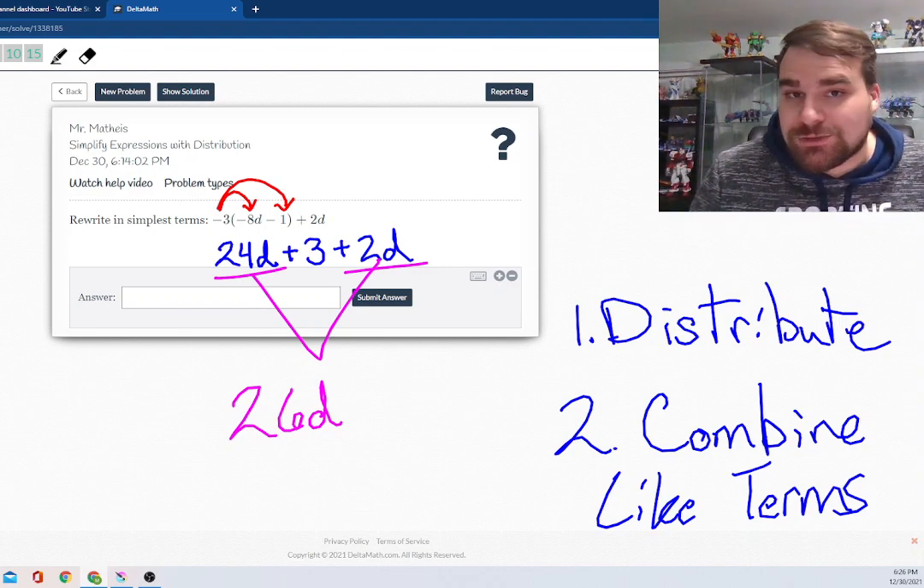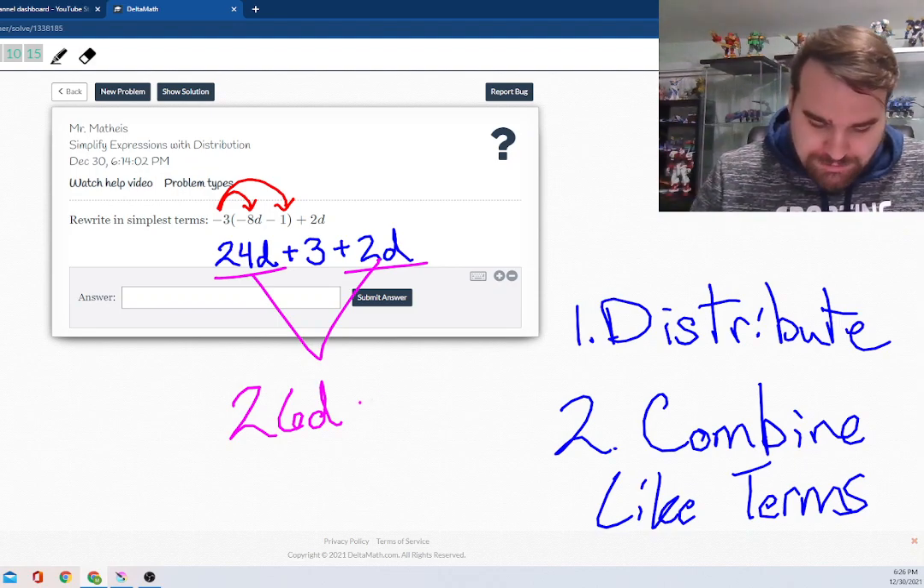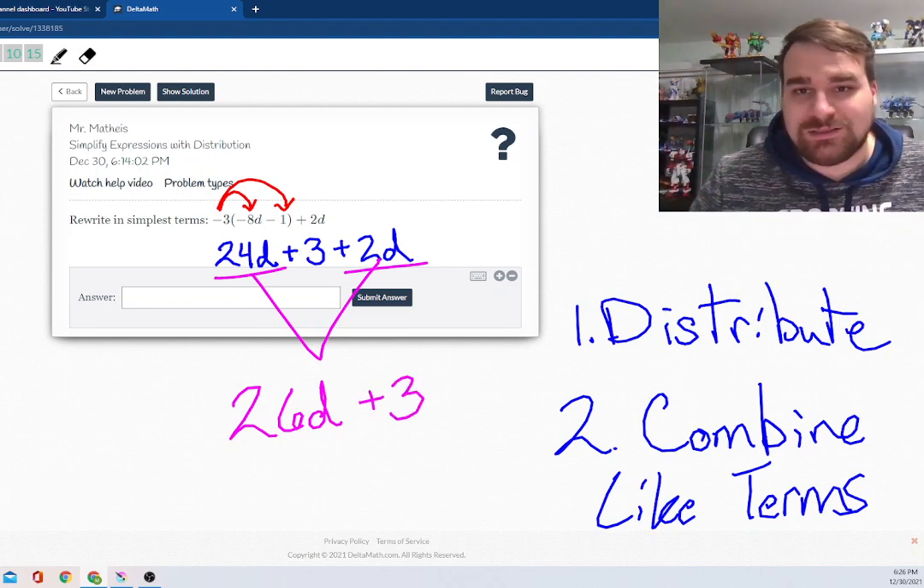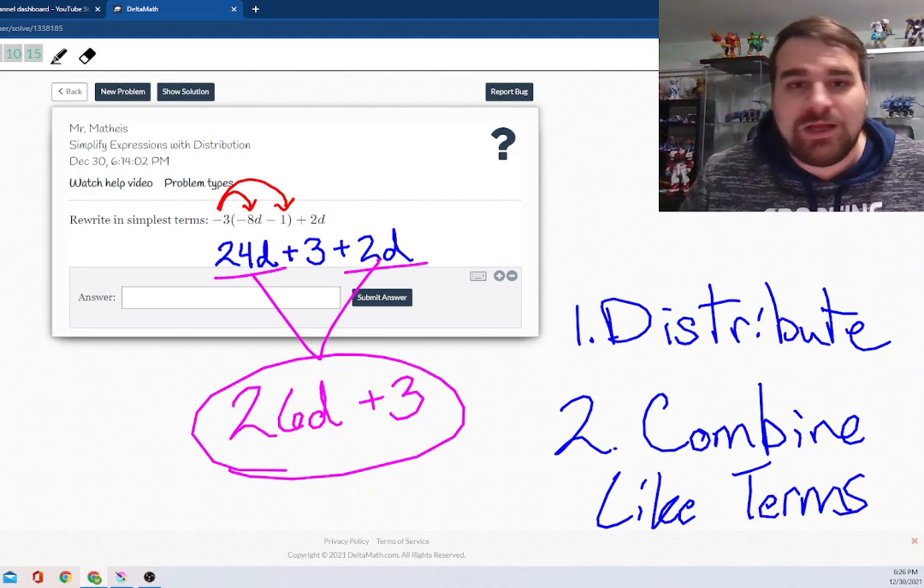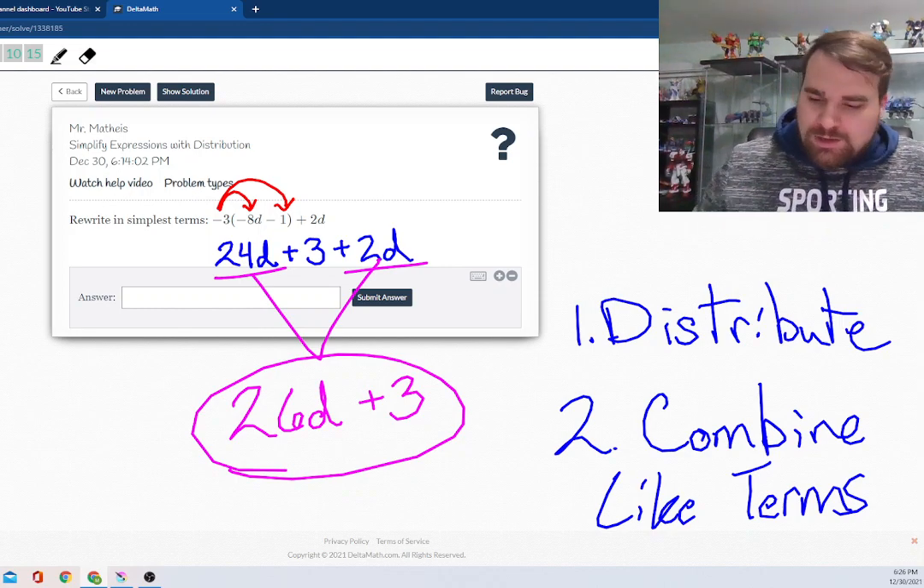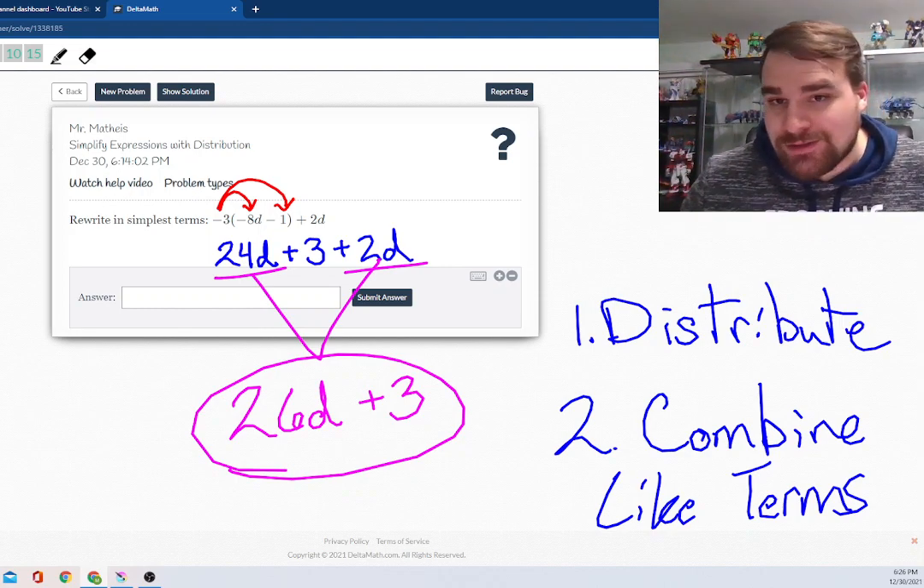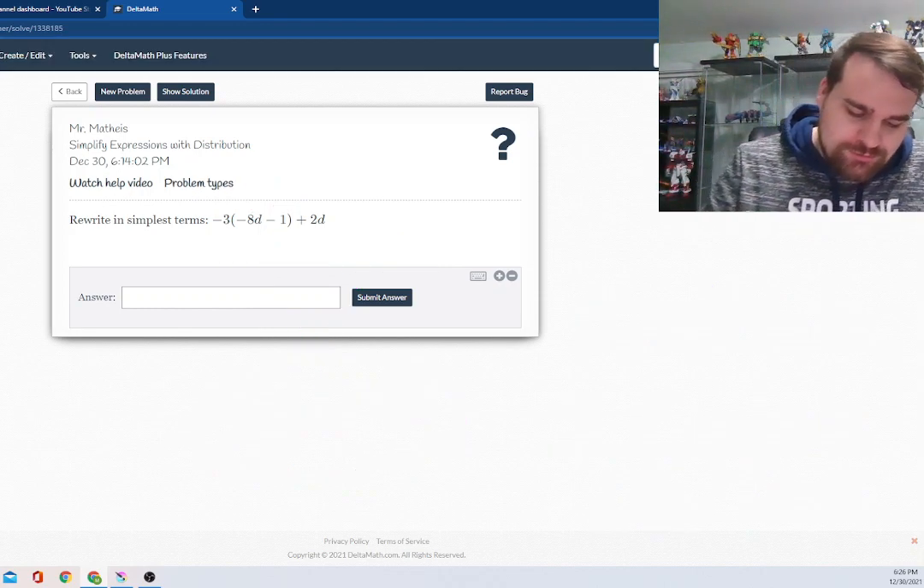The +3 does not have any like terms to combine with, so it stays just like it is, and we get our answer here, 26d plus 3. That's in fully simplified form. All right, let's go ahead and type in our answer, make sure we got it right like we always do.